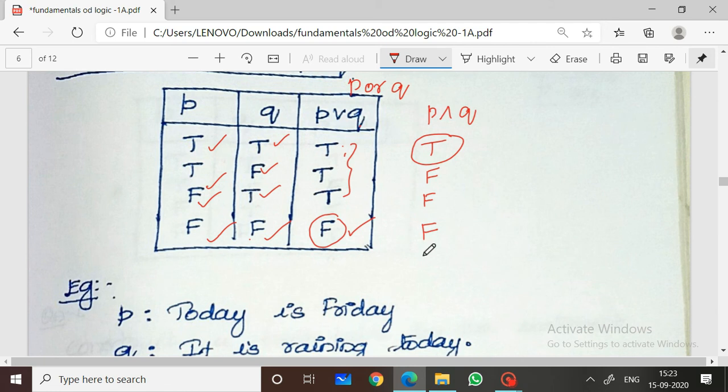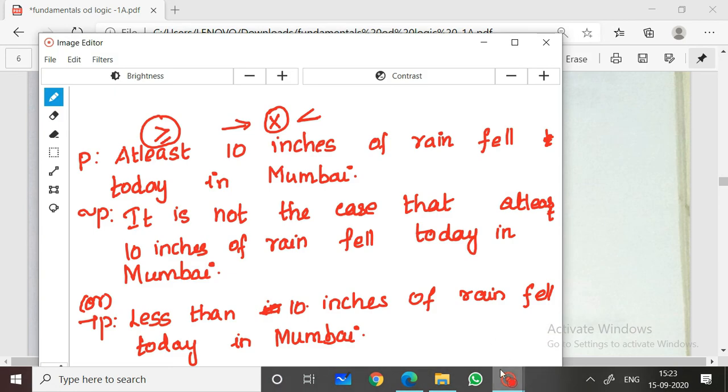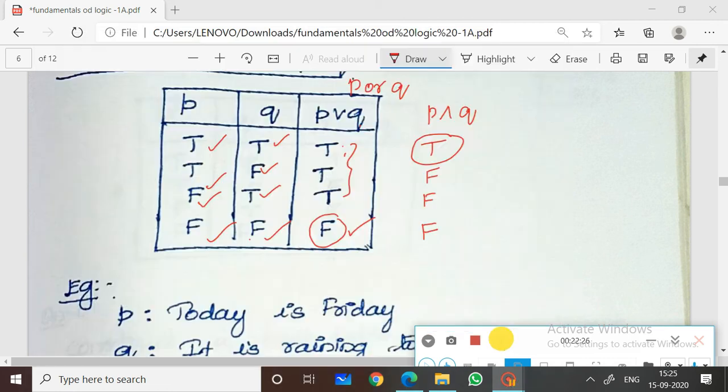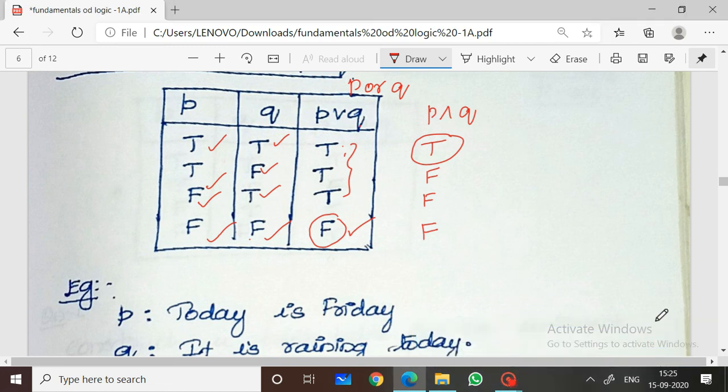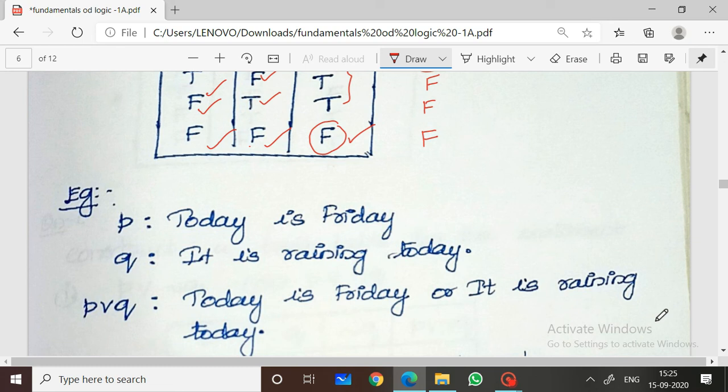So let us now move on to an example. What is the example given here? The first example, the same example which I have taken in the conjunction. Today is Friday, it is raining today. So what is P disjunction Q? P disjunction Q means P V Q. This is the disjunction symbol. Today is Friday, or, this is the connective word, it is raining today. You can form a simple sentence. So these two are the primitive sentences and this is the compound statement.